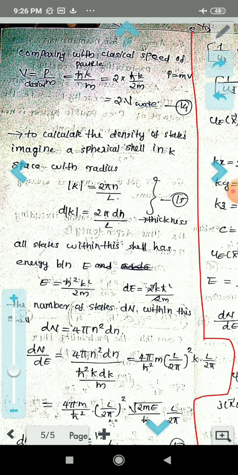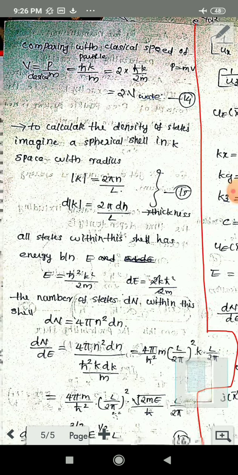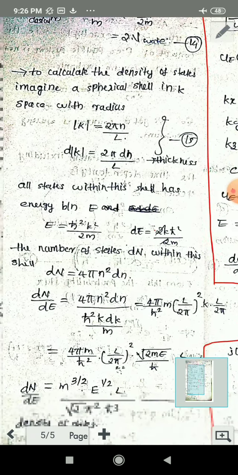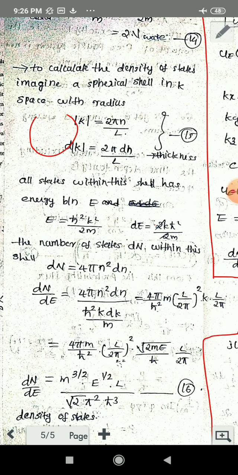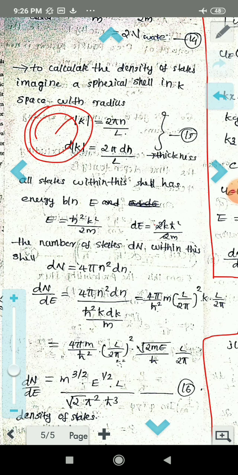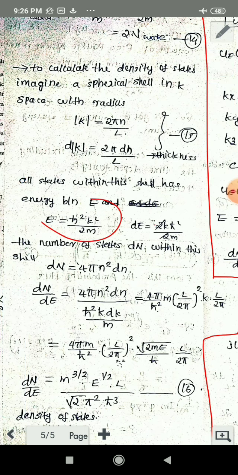Now to calculate the density of states, imagine a spherical shell in k space. Okay, with the radius k and the thickness dk, and k is equal to 2 pi n divided by L. n is an integer, that is the number of states with a particular energy, and dk is 2 pi dn divided by L, and all states within this shell have energy E. We already said that energy is degenerate. Okay, so that E is equal to h cross square k square divided by 2m.